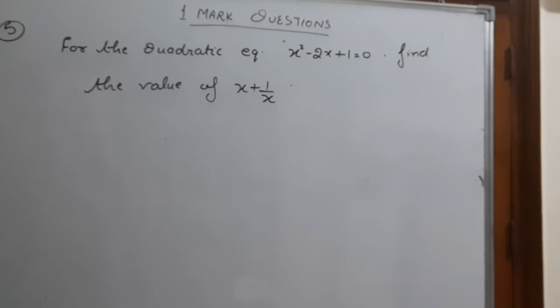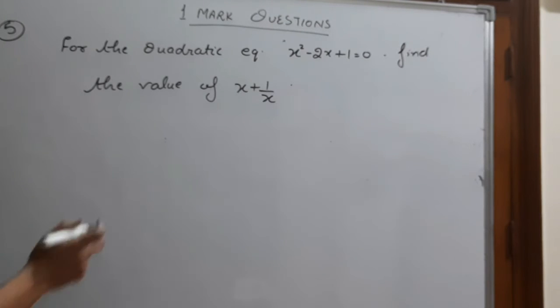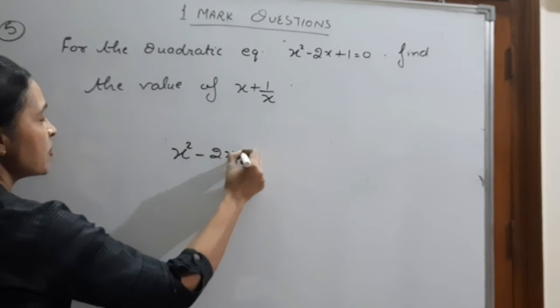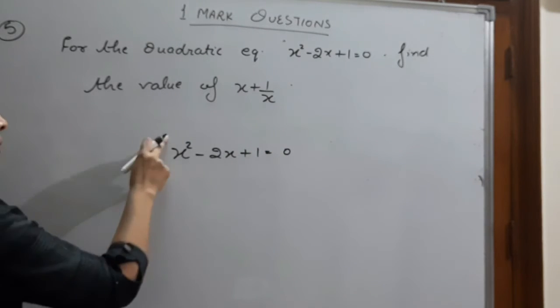For the quadratic equation x² - 2x + 1 = 0, find the value of x + 1/x. Now, our quadratic equation is x² - 2x + 1 = 0. First, we will find the values of x.